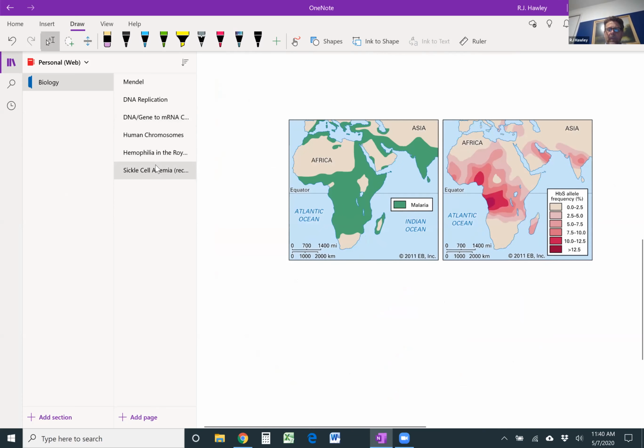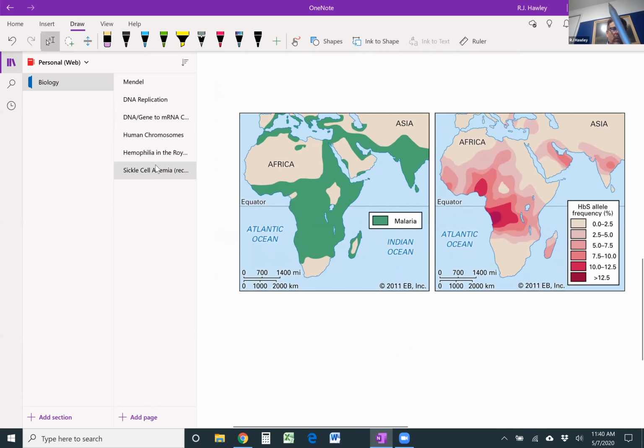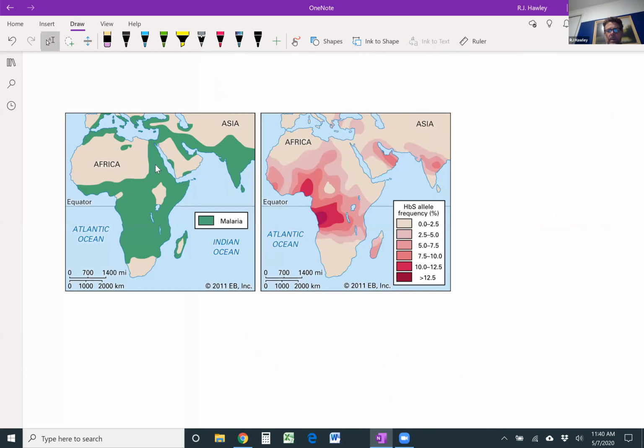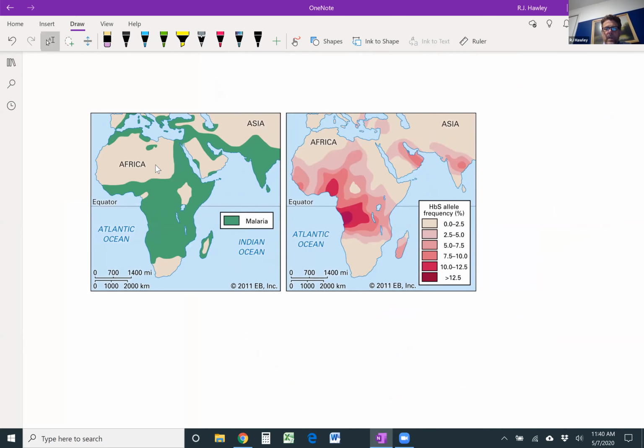Down here, this map helps to explain partly why sickle cell is so widespread. So it turns out that if you're a carrier of hemophilia, you're resistant to malaria. Do you mean sickle cell? Yeah, I'm sorry, good call. If you're a carrier of sickle cell, you are immune to malaria. If you have sickle cell anemia, you are also immune to malaria, but you're going to die most likely of sickle cell anemia and be sick for much of your life.